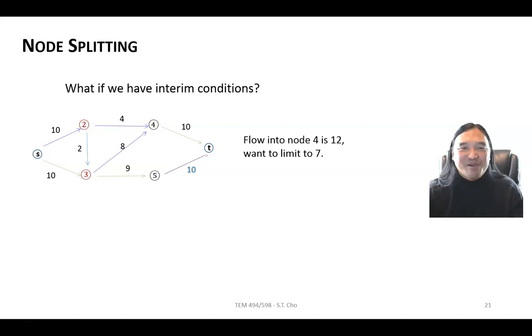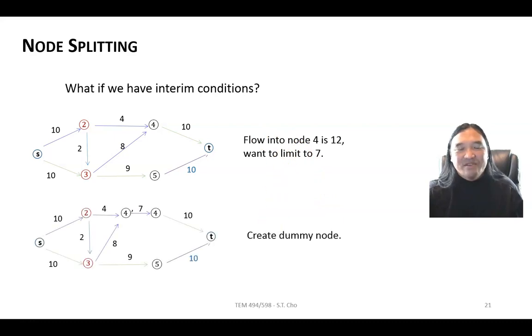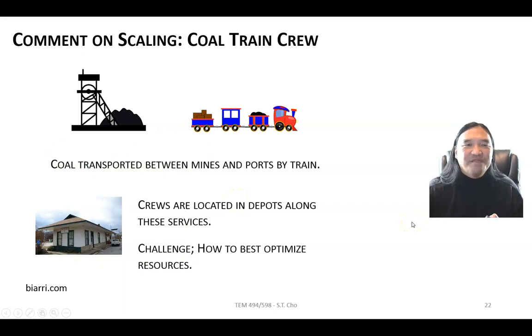What if I have interim conditions, such as this flow I want to limit to 7? Well, what I'm allowed to do is set up dummy nodes like that. So I'm going to call this node 4 prime. And that's one way, if you have interim conditions that you have to deal with, you are allowed to add nodes to a node. Let's see a real life example.